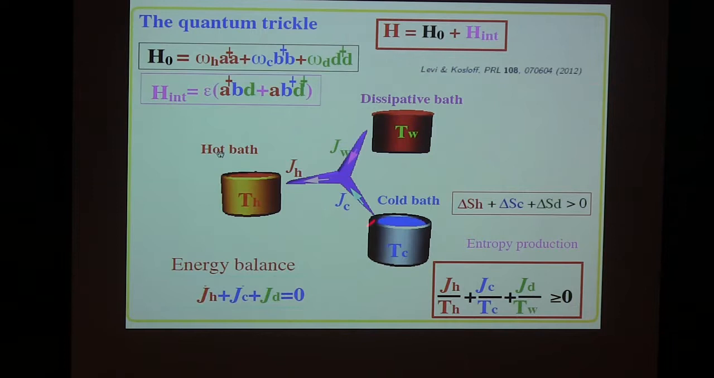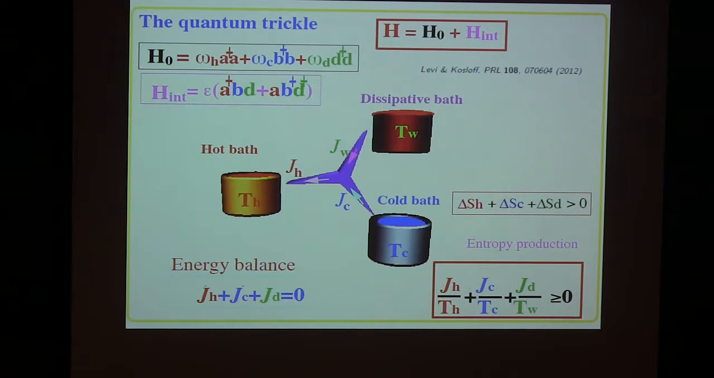I take an excitation out of here. I kill an excitation here. I kill an excitation here. So I took an excitation from here and here. I combine them together and I generated an excitation. So you already see this works. It's a nonlinear device.